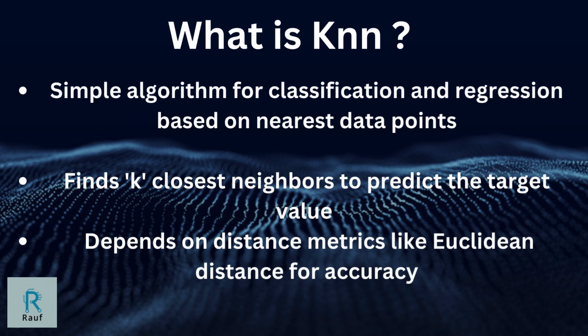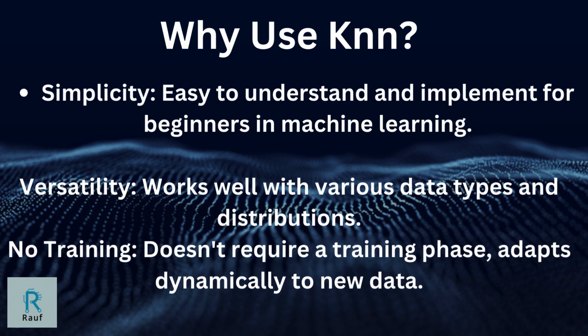After that, it depends on the distance metric, like Euclidean distance, for accuracy. Euclidean is a formula which you can google. Okay, so now let's see why we use KNN. Well, it is simple. First of all, it is easy to understand and implement for beginners in machine learning. After that, it is versatile and works well with various data types and distributions. No training required: it doesn't require a training phase. It adapts dynamically to new data, and that's a very big advantage.